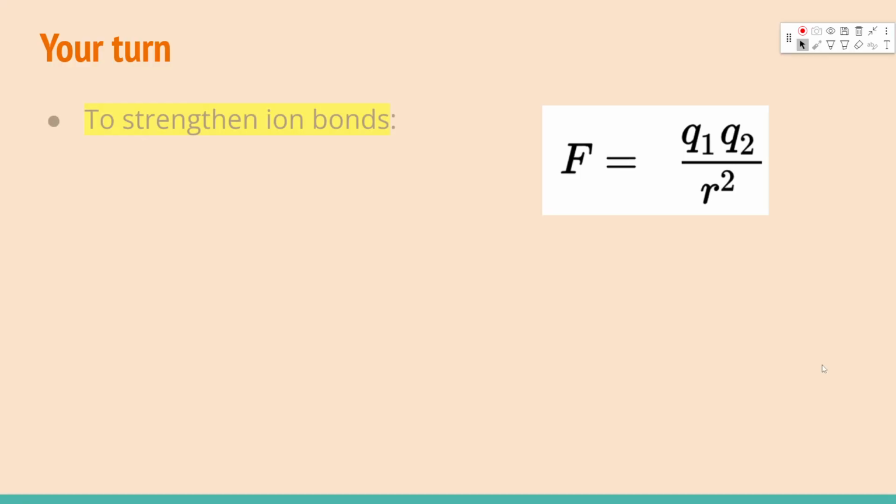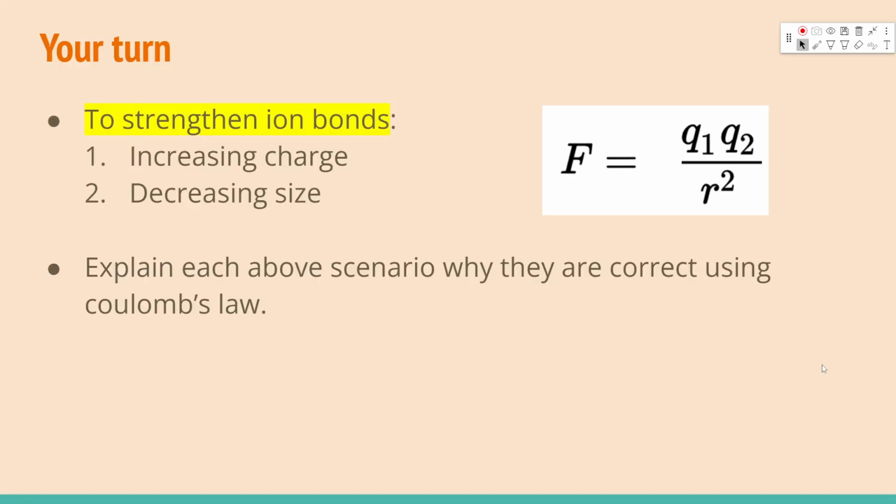Alrighty. So, why did I make this transition? Okay, so here's your turn. In order to strengthen bonds, we can increase the charge or decrease the size. So using Coulomb's law, make sure you're able to explain both scenarios, and then I'll talk about it in a few moments. So pause this video, try it out.